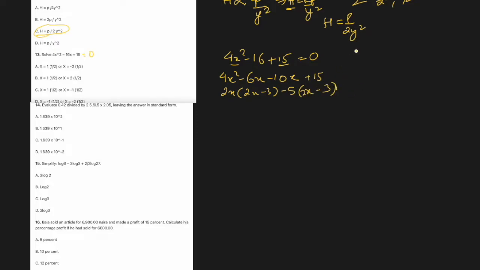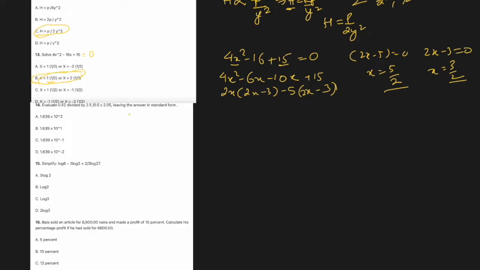So we get two answers, 2x minus 5 equal to 0 and 2x minus 3 equal to 0. X equal to 5 over 2, x equal to 3 over 2. This is 2.5, this is 1.5, both are positive. Okay, 2.5 positive, 1.5, but yeah, this is right. No other combination works.